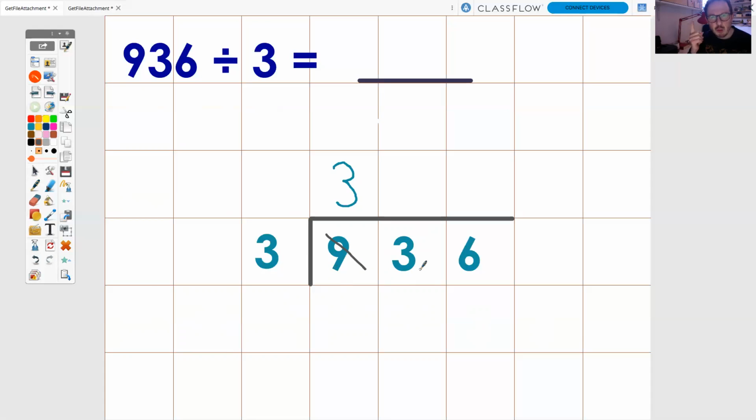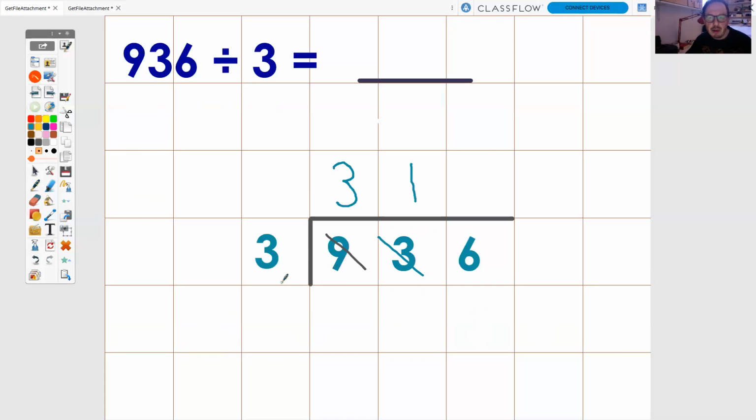Once. Just once, right? One group of 3 is 3? Yes. All right. Then I'm going to write the 1 here. All right, we're doing pretty good so far. Pretty good. I'm going to cross out the 3. We don't need you anymore, 3. All right. And then we're going to look at the last one.